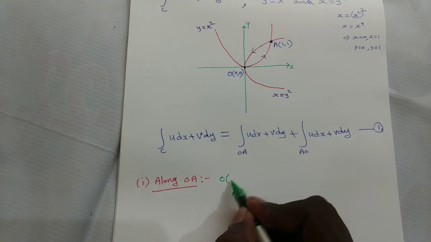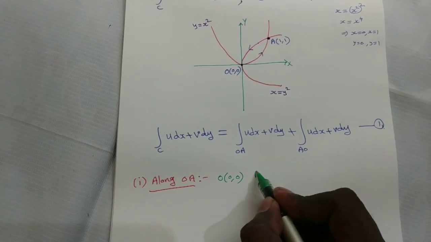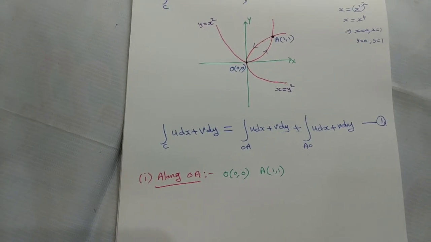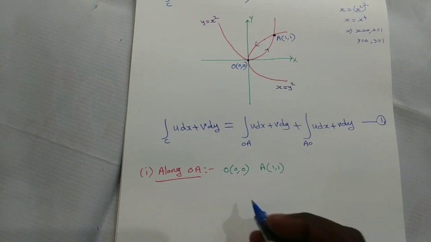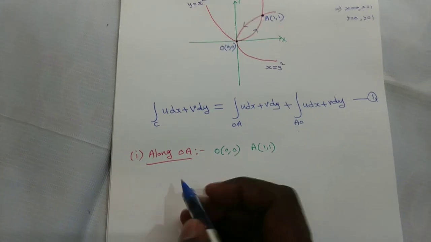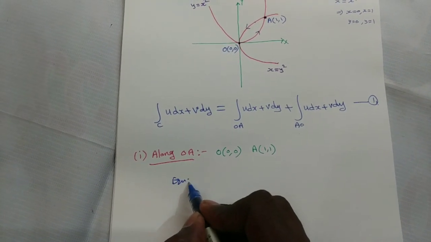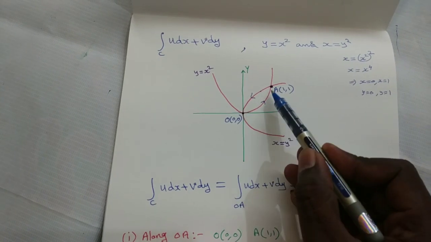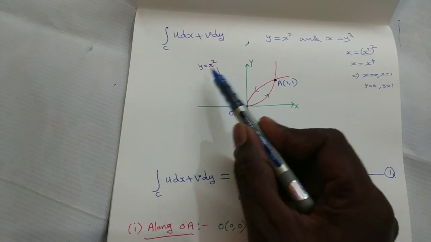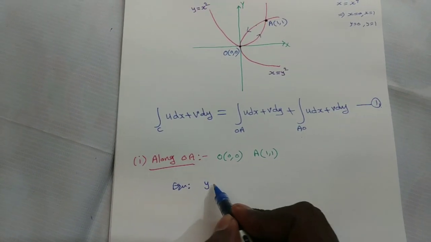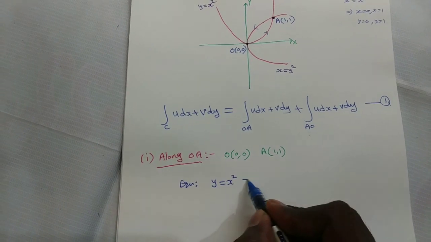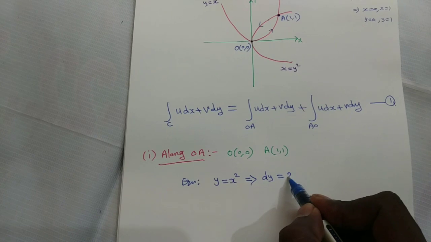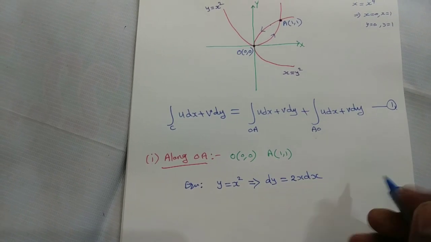O is the point (0, 0), A is the point (1, 1). Okay, and now the equation of OA. What is the equation of OA? You see, this is OA. The equation of OA is y equal to x square, which implies that dy equals 2x dx.